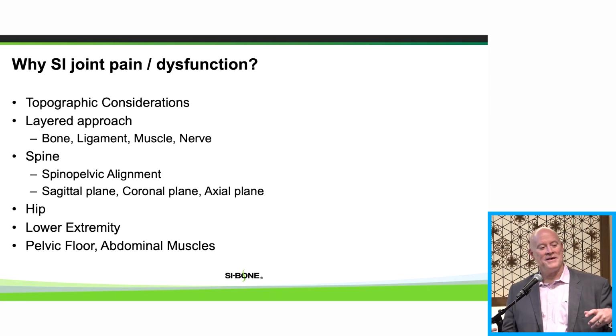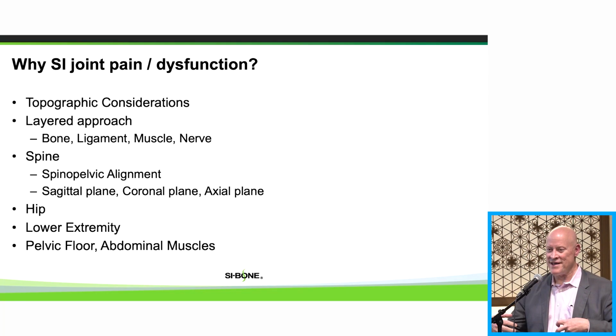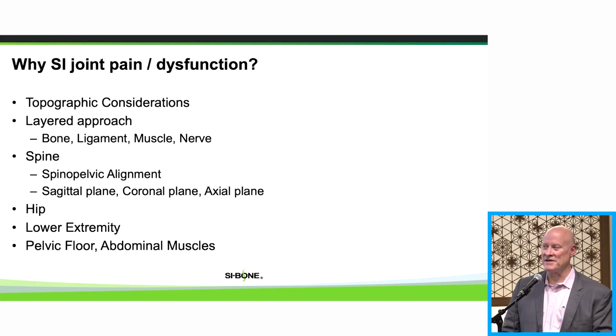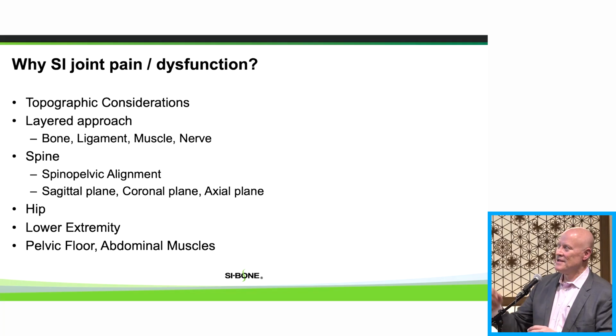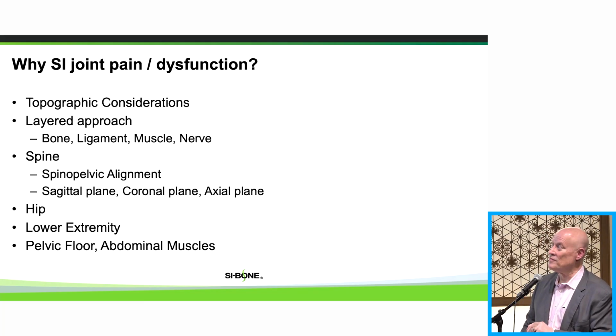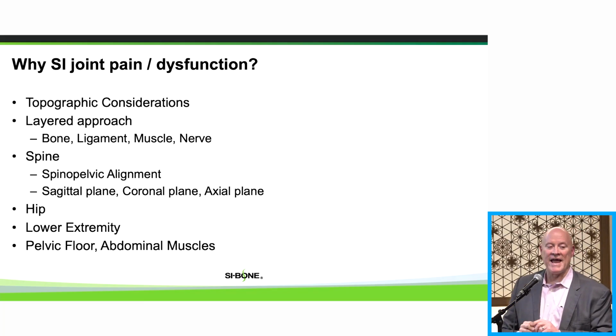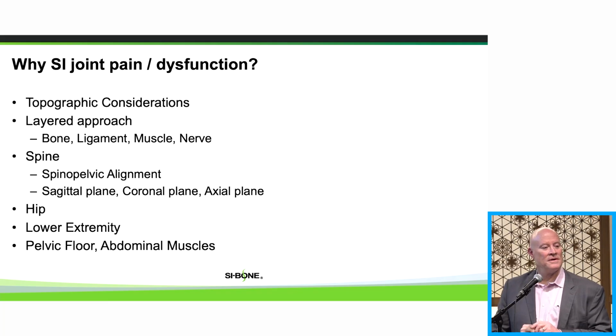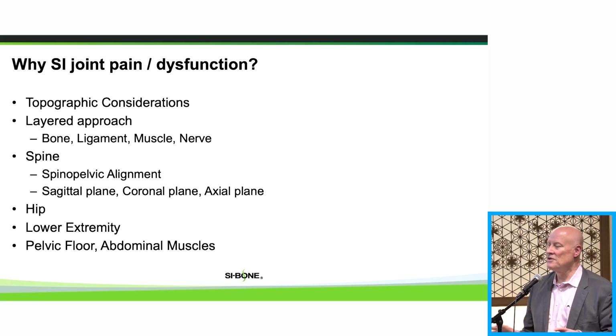So why the emphasis on the why instead of the how with SI joint diagnosis? Well, think about the topographic considerations of the posterior pelvis. Approach it with a layered approach. The deepest layer is the bone. Then you get your ligament and muscle and nerve. Build from the inside out.